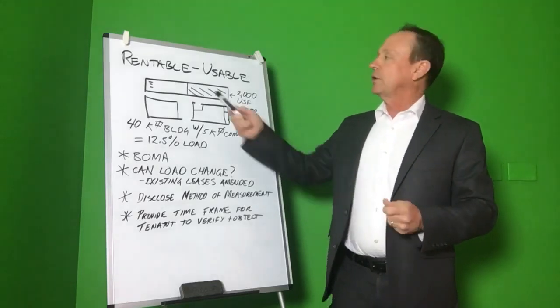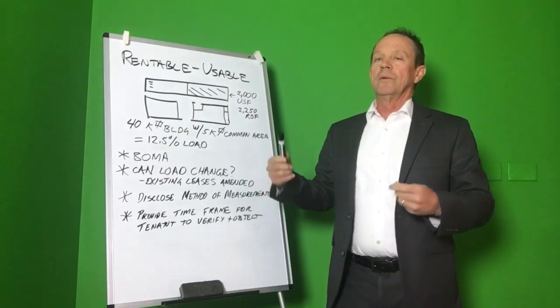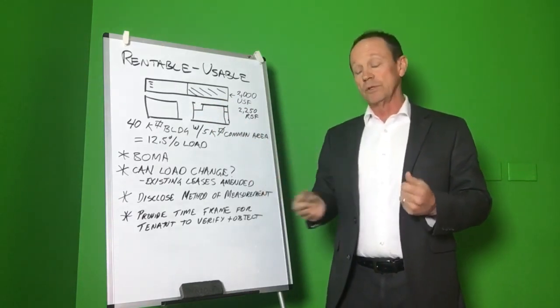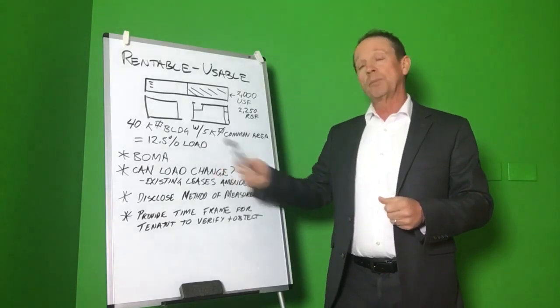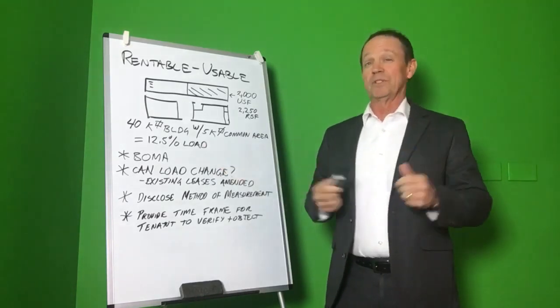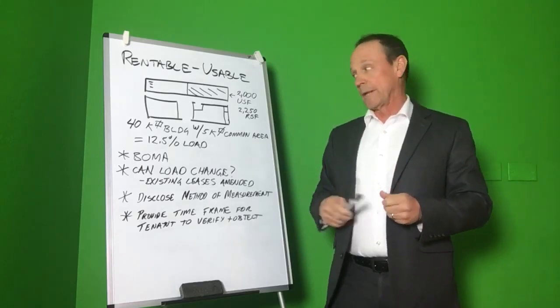So, how do you come up with these numbers? Well, the best way, hopefully, is that the architect who is the original designer of the building is going to provide those numbers to you. You don't want to get involved in making those up yourself. You're just going to open yourself up to liability.